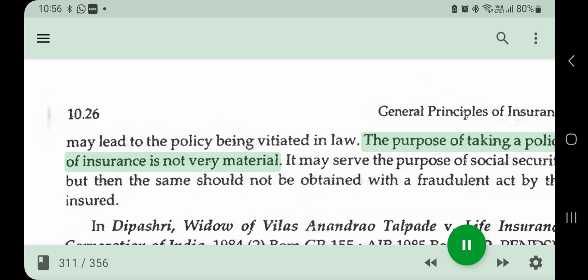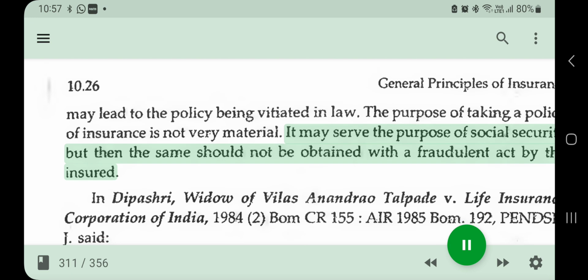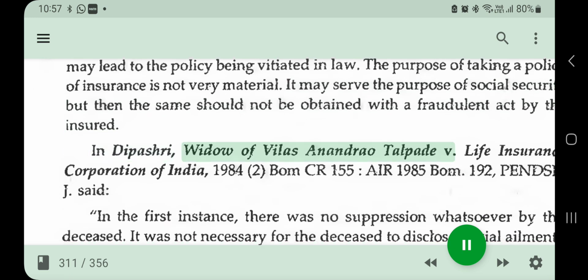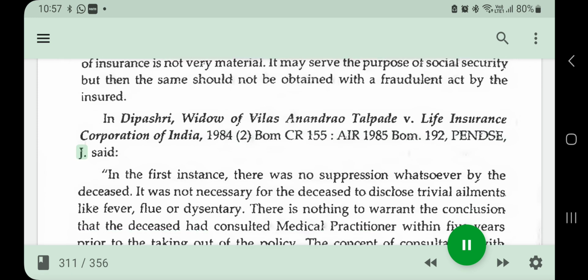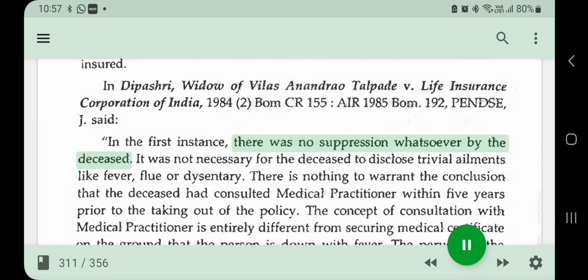The purpose of taking a policy of insurance is not very material. It may serve the purpose of social security, but then the same should not be obtained with a fraudulent act by the insured. In Dipashri, widow of Vilas Anandrav Talpade v. Life Insurance Corporation of India, 1984 (2) Bom CR 155, AIR 1985 Bom. 192, Painse, J. said: In the first instance, there was no suppression whatsoever by the deceased.